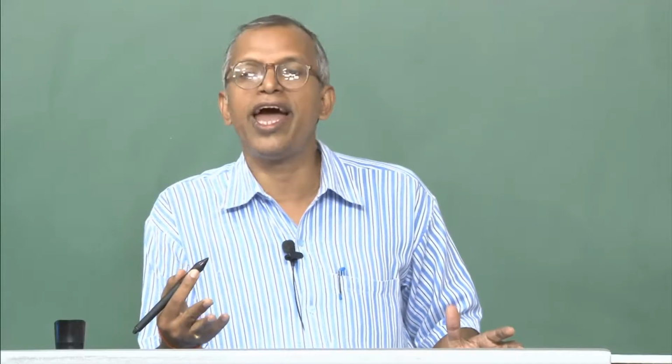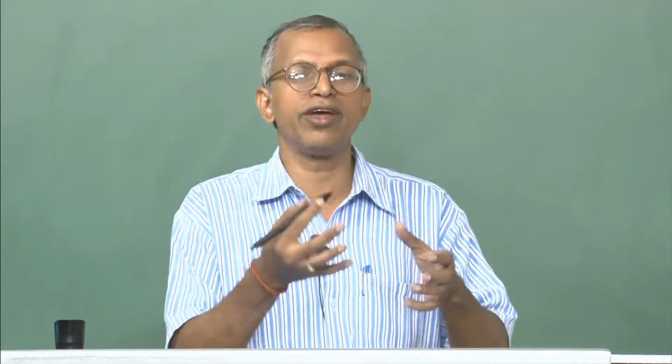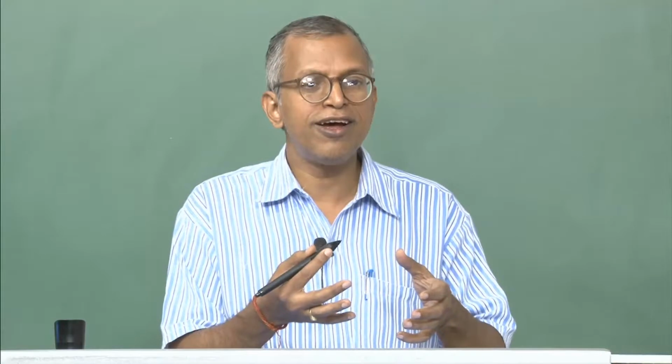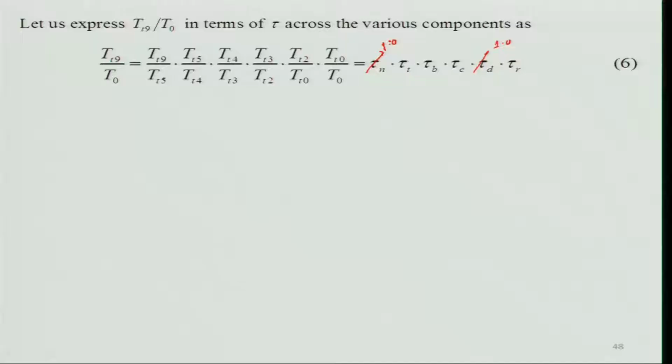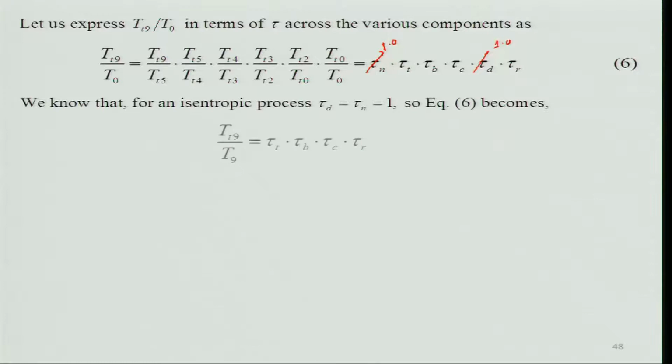That means the total temperature across the compressor and across the turbine are changing. So it cannot be 1, because in the compressor you are giving an amount of work, and in the turbine you are extracting the work from the fluid. So there will be a change in total temperature. Otherwise where would you get anything? So you cannot really make it 1. So Tt9 by T0 will be tau t, tau b, tau c, tau r.